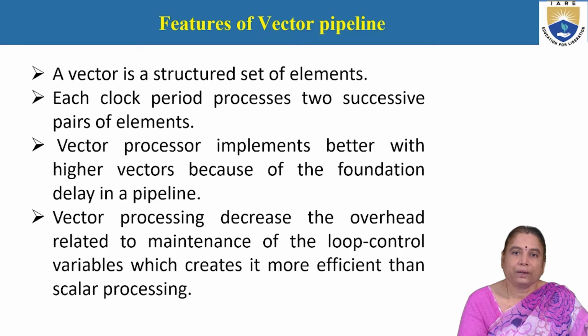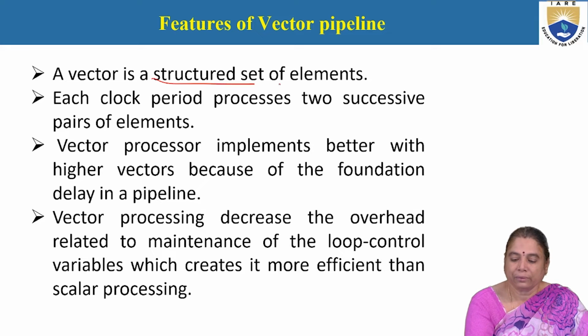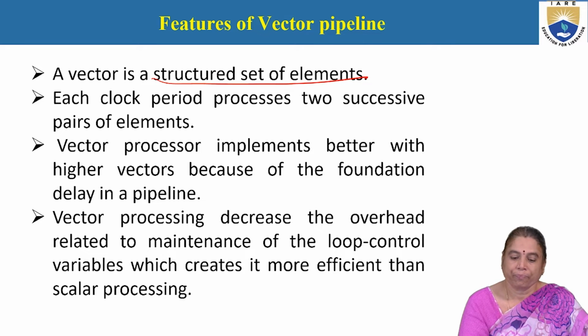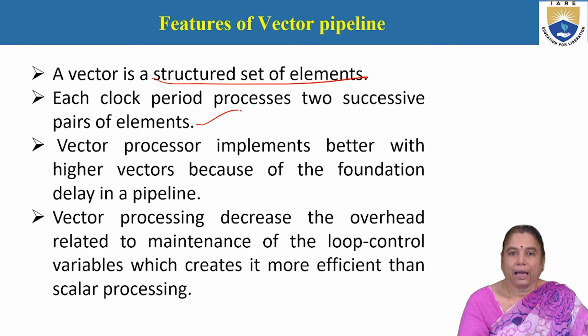The features of the vector processing pipeline are: a vector is a structured set of elements. Generally, a vector can consist of rows and columns. Organized data can be used as input for vector processing. Each clock period processes two successive pairs of elements, thereby supporting parallel processing capacity.